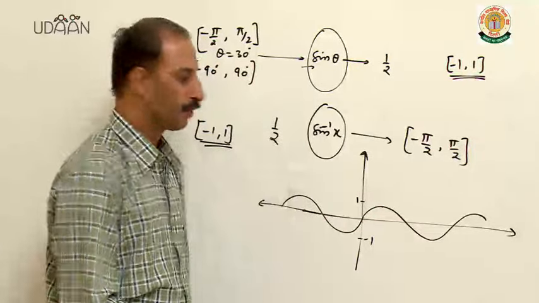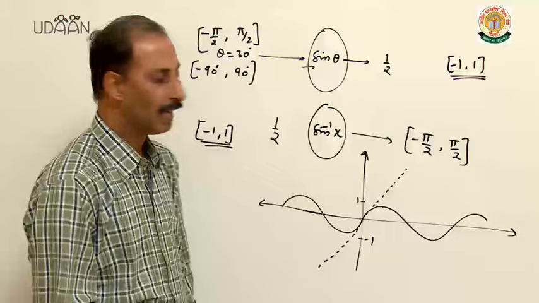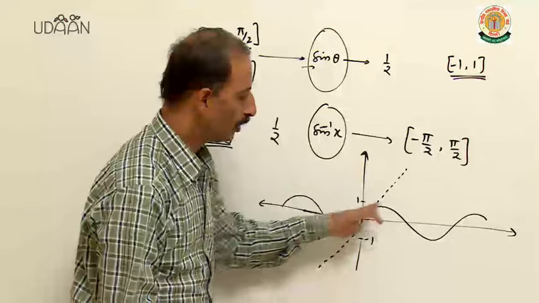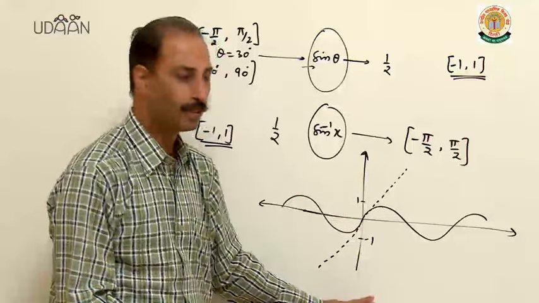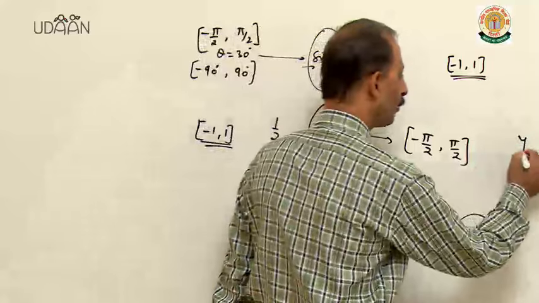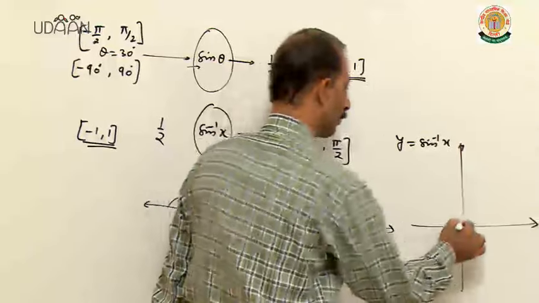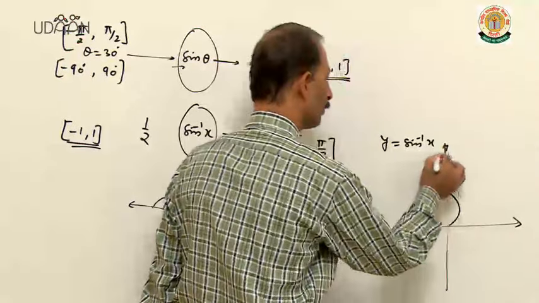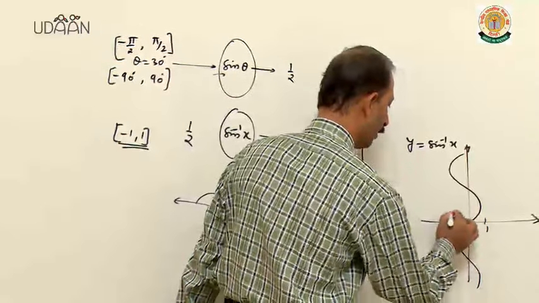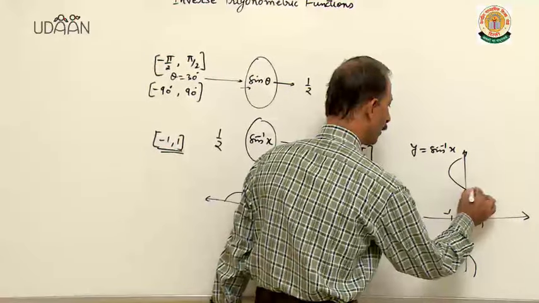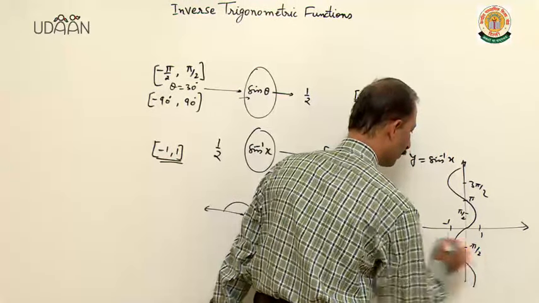Now the inverse function. If you draw the line y is equal to x and take the mirror image about this line, this graph will come to this side and this graph will come to this side. So the graph of y is equal to sine inverse x you will get like this one. Here the maximum value is plus 1, minimum value minus 1. These are the values pi by 2, pi, 3 pi by 2, minus pi by 2, and so on.